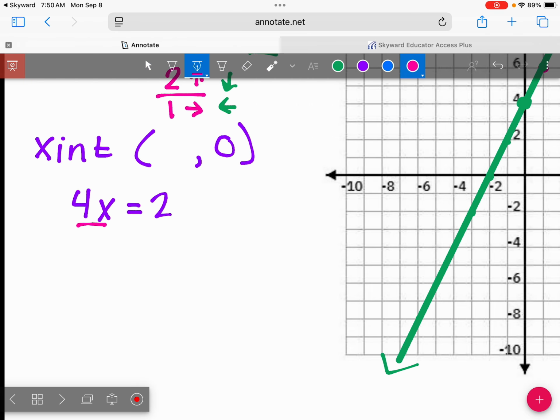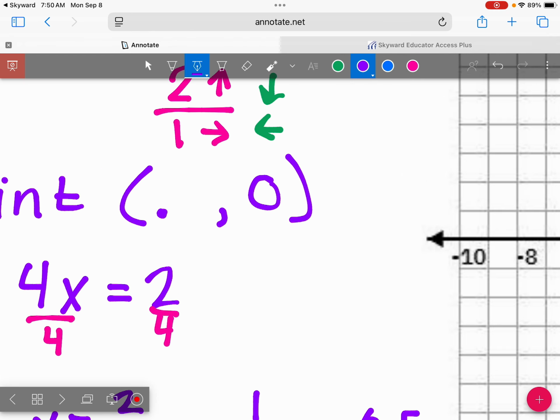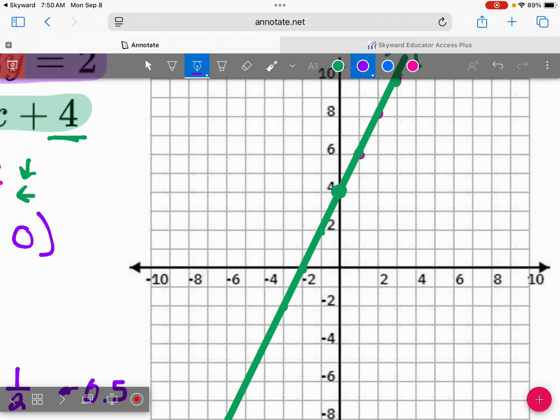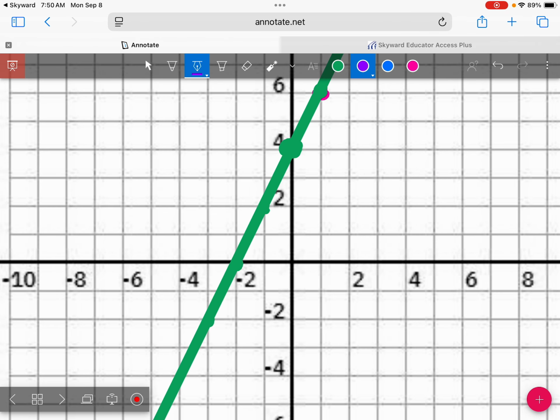To get my x by itself, I need to divide both sides by 4. And we're going to get that x equals 2 over 4, which is the same thing as 1/2, or 0.5 if you put it in the calculator. Any of them are totally fine. So we're going to need to be careful because my x-intercept is not exactly on a point. It's halfway, it's in between. Unpleasant.